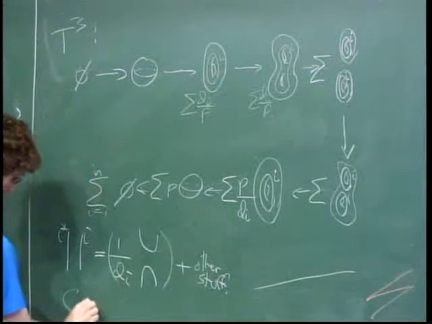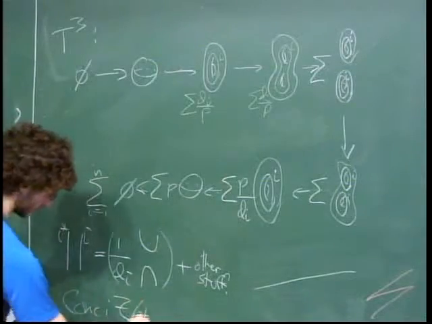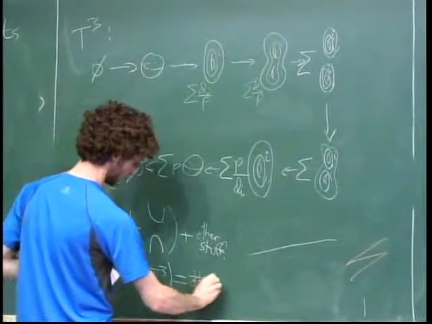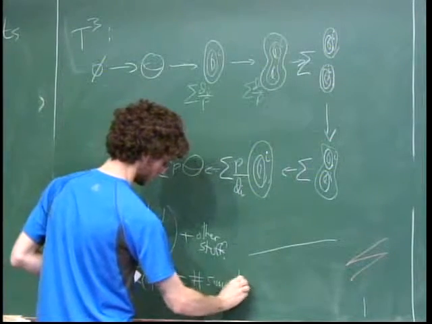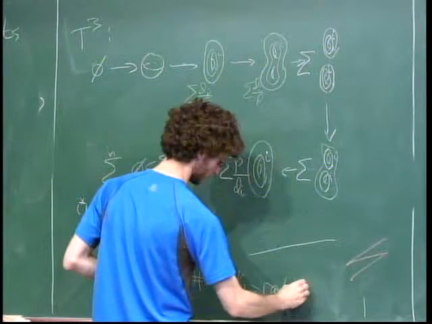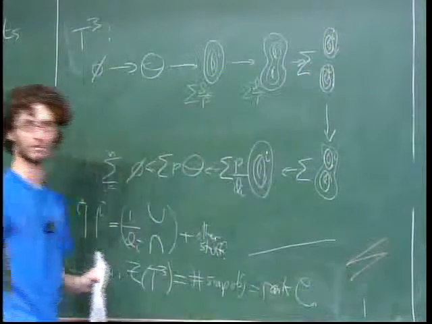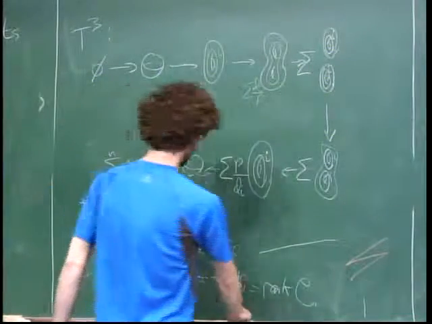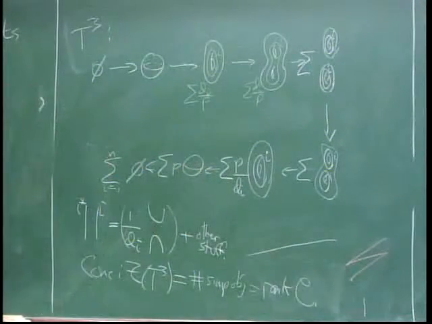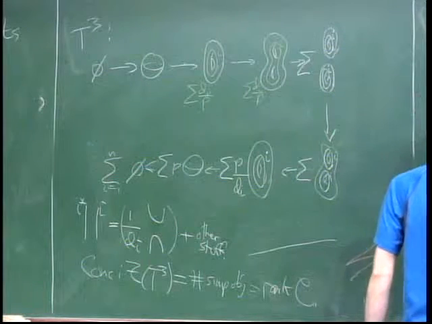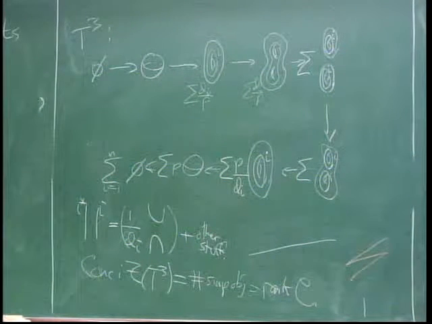And so we conclude that the invariant of the 3-torus is equal to the number of simple objects, which is sometimes called the rank of our tensor category C. And that might even ring a bell with some of you. Okay, so that's the kind of thing. You can try it on other surfaces.